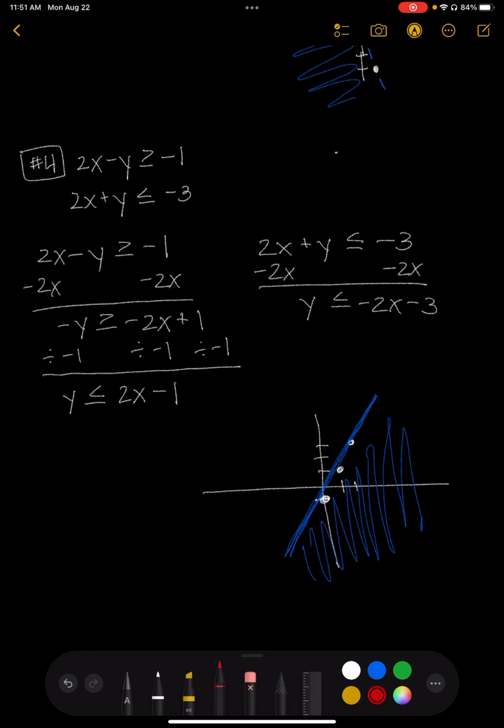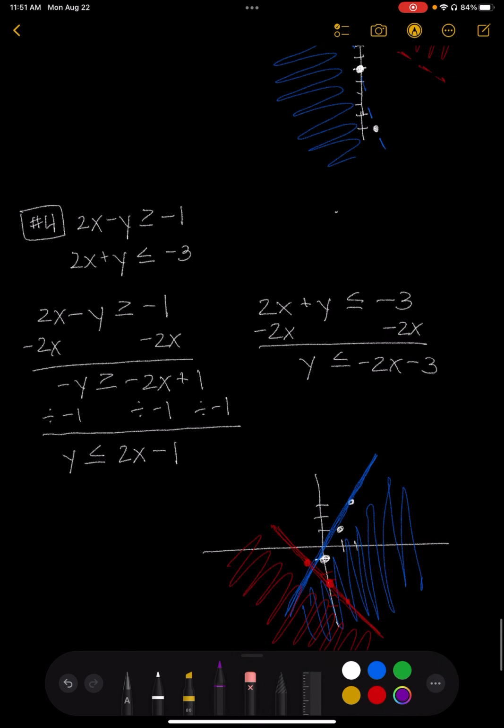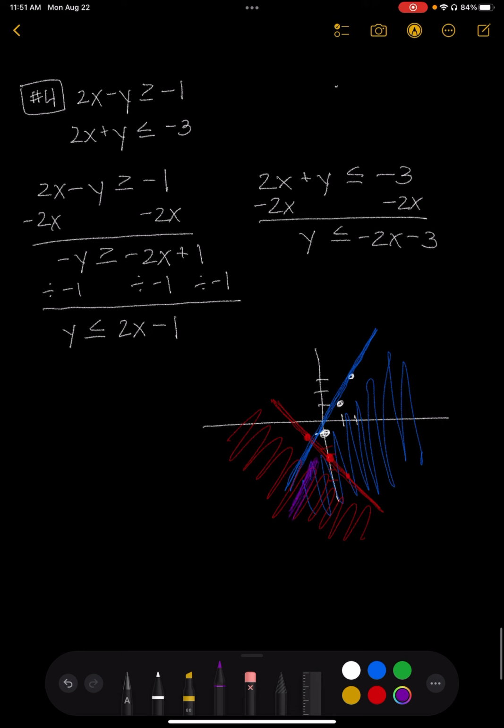Now let's graph the second equation, which is y is less than or equal to negative 2x minus 3. So I'm going to start at negative 3 and then go down 2 and over 1. Or I could go up 2 and backwards 1. And then because it's a less than or equal to, it's a solid line. It's a less than, so I'm going to shade below it, which means my purple shaded area is right here.